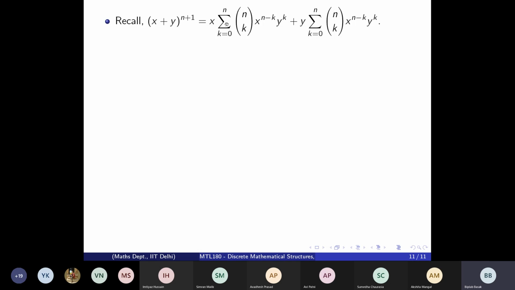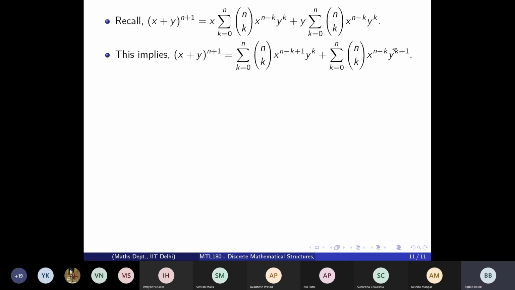Now we have this multiplied with x and this multiplied with y. Just multiply x here and multiply y here. So here we get n plus k plus 1, sorry, n minus k plus 1, and here we get the power of y as y power k plus 1. We get this.